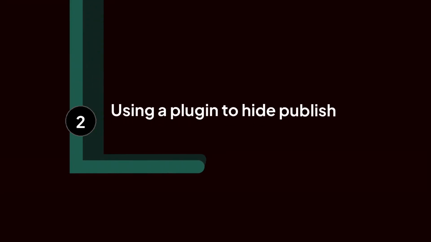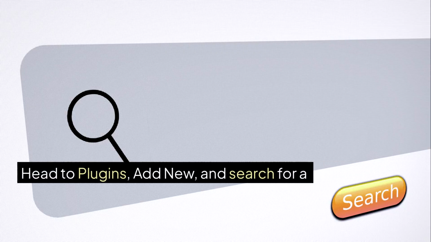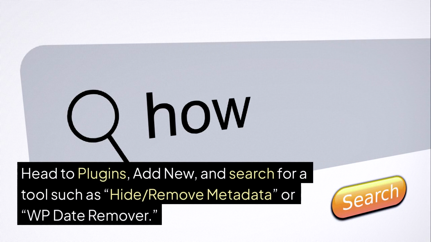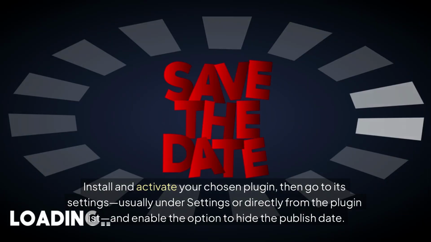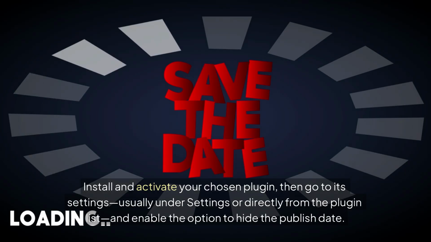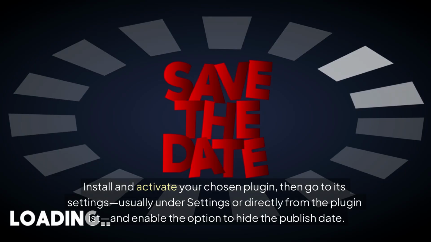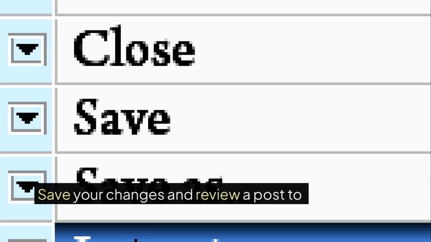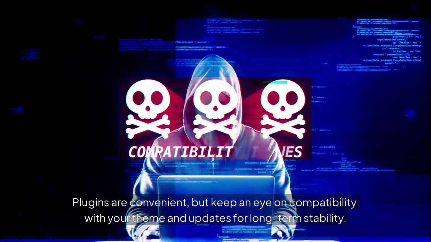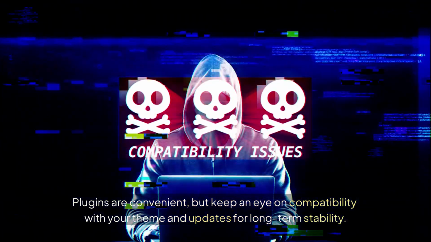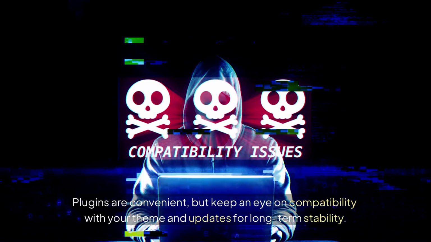If you'd rather not touch CSS, a plugin can handle this for you. Head to Plugins, add New, and search for a tool such as Hide, Remove Metadata, or WP Date Remover. Install and activate your chosen plugin, then go to its settings, usually under Settings or directly from the plugin list, and enable the option to hide the publish date. Save your changes and review a post to confirm. Plugins are convenient, but keep an eye on compatibility with your theme and updates for long-term stability.